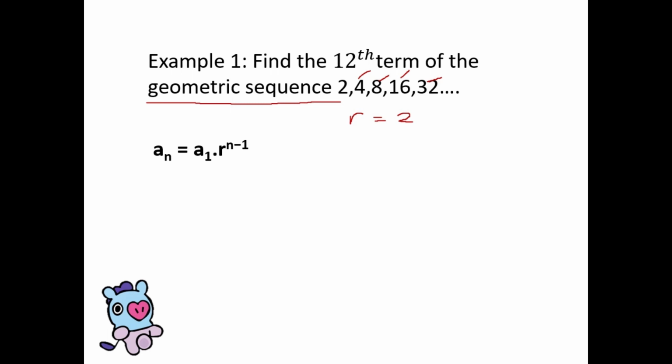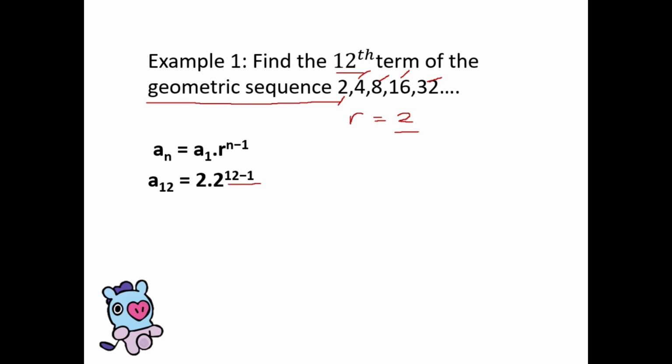Now, let us substitute all the given that we have. A sub n, we already have there a sub 12. A sub 1 is 2 as the first term. And then r is 2. Then n is 12 minus 1. So you have it there: a sub 12 is equal to 2 times 2 raised to the power of 12 minus 1.